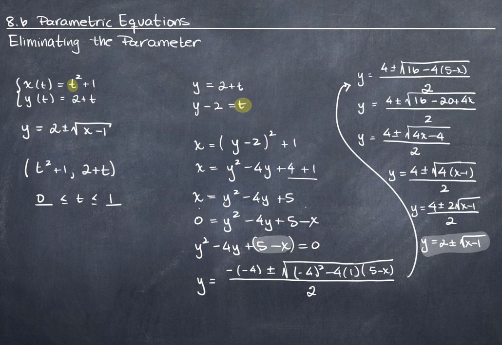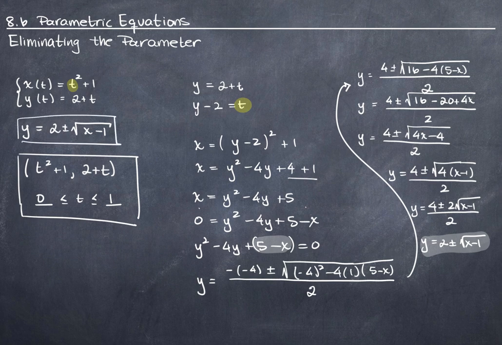We weren't asked to graph these. We were only asked to eliminate the parameter, but this is a nice way to check your work, to check your answer. If the graph for this pair of parametric equations, that's this thing right here, does not match the graph that you get from this, then something has gone wrong.